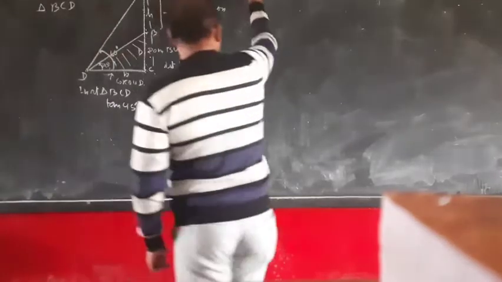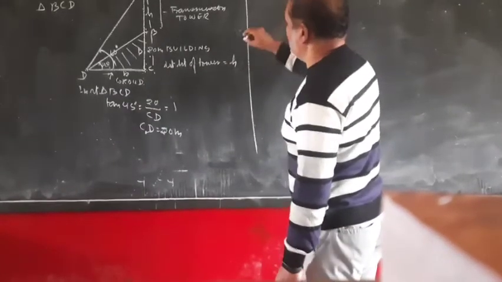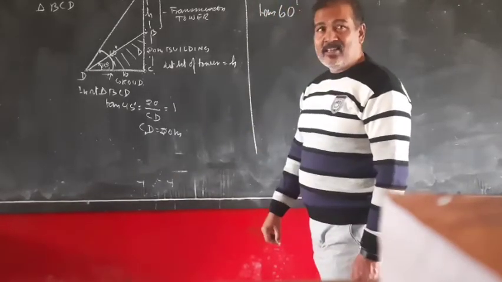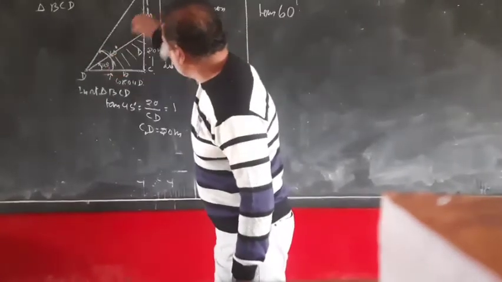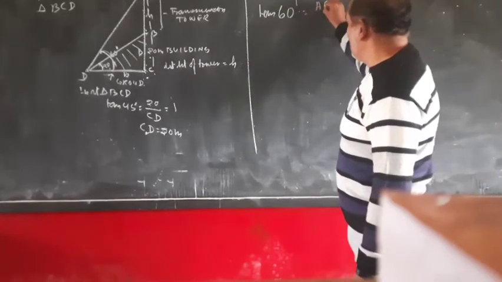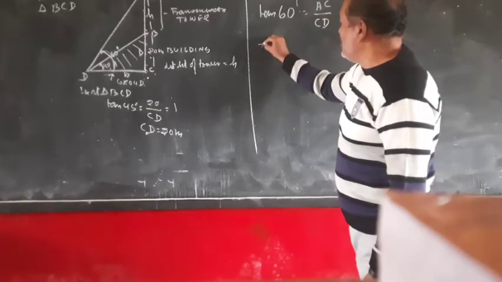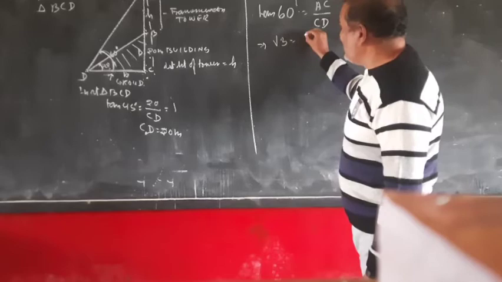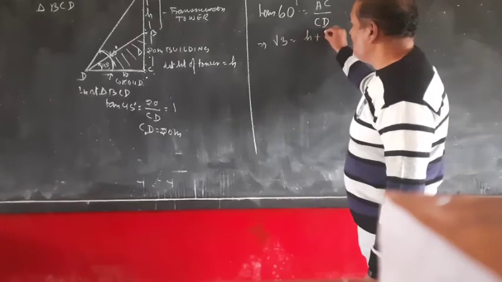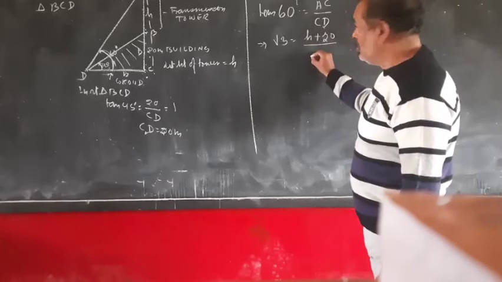ACD. Then in right triangle ACD, tan 60 degree. For this 60 degree, what is the perpendicular? 20 plus AC, that is equal to h plus 20. And what is the base? CD. So tan 60 degree is equal to h plus 20 upon CD, and the value of CD is equal to 20.